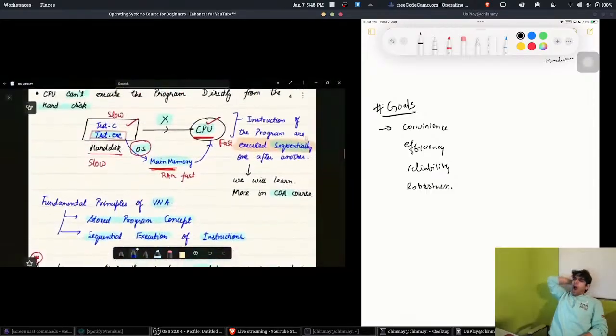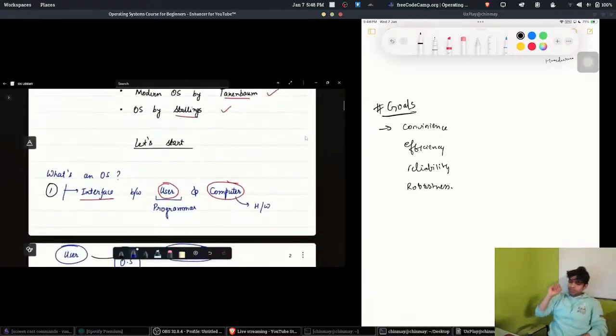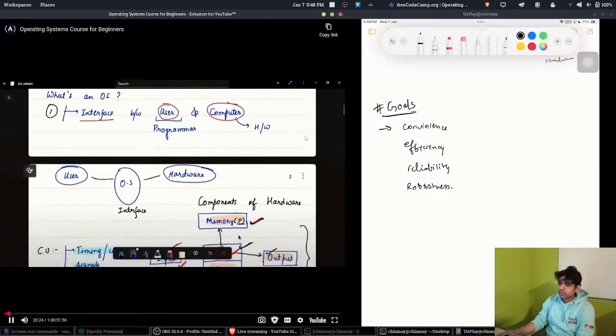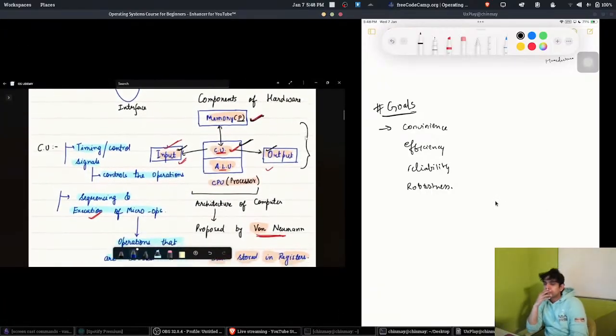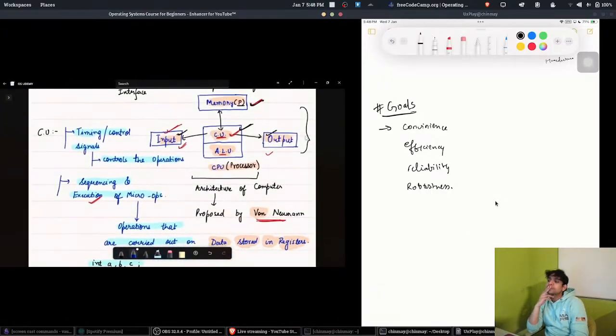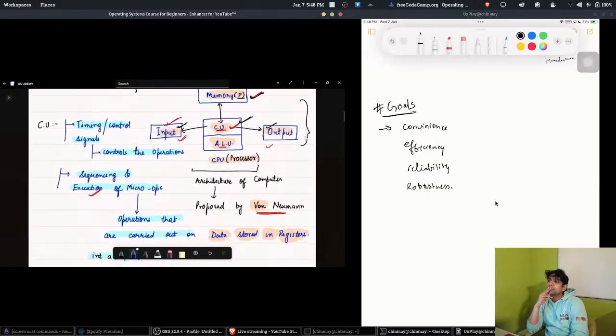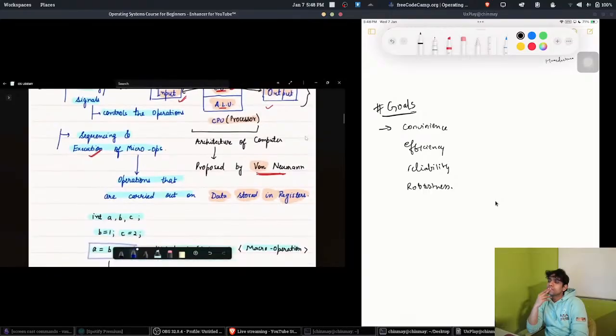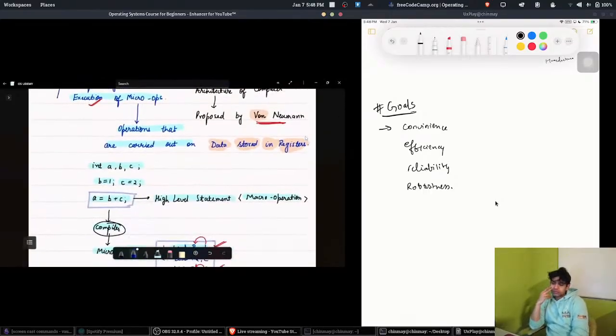Okay, so this is the first lecture. Let us revise what we have done. We started with what an operating system is: an interface between user and computer. The components of hardware are memory, input/output, and CPU. The CPU consists of two parts: the control unit and the arithmetic logic unit. The control unit is responsible for control signals that control the operation and sequential execution of micro operations. Micro operations are the operations carried out on data stored in registers.